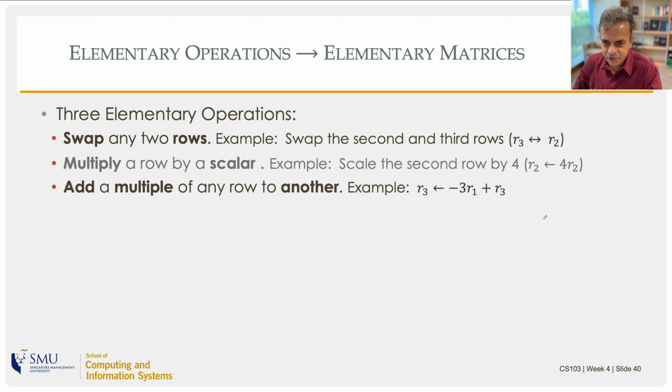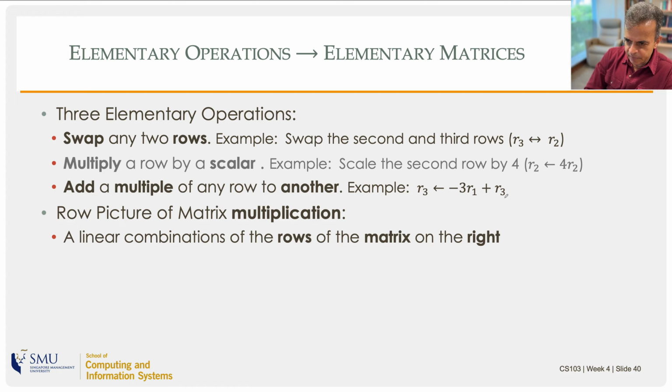So swap any two rows. The second and third row, we will write it as R3 getting swapped with R2. Multiplying a row by a scalar, let's say R2 is getting replaced by 4 times R2, and this arrow to the left is usually read as gets. R2 gets 4 times R2. Adding a multiple of a row to another, that is something like row 3 getting row 3 minus 3 times the first row, or minus 3R1 plus R3.